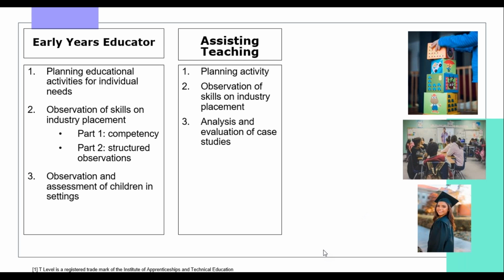You'll notice that assessment 2 is just looking at observation of skills on industry placement, and it's very similar to the way that part 2 in the early years is brought together. So 3 structured observations. And then we've got analysis in the third assessment, analysis and evaluation of case studies. So it is skills of observation, and it's also skills of the knowledge of development in terms of being able to identify when children and young people may need some extra care, some intervention and support.